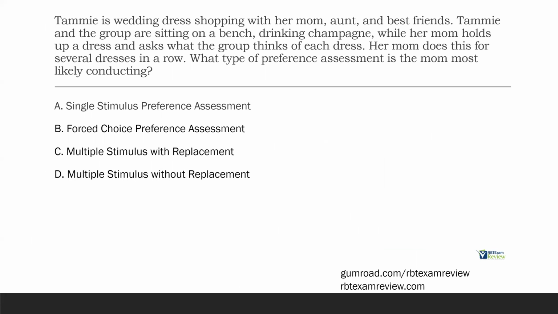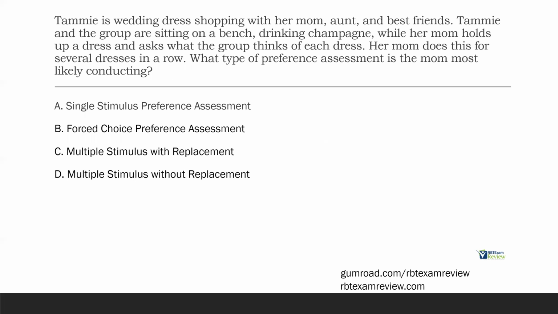Shopping with her mom, aunt, and best friends. Tammy and the group are sitting on a bench drinking champagne while her mom holds up a dress and asks what the group thinks of each dress. Her mom does this for several dresses in a row. What type of preference assessment is the mom most likely conducting?